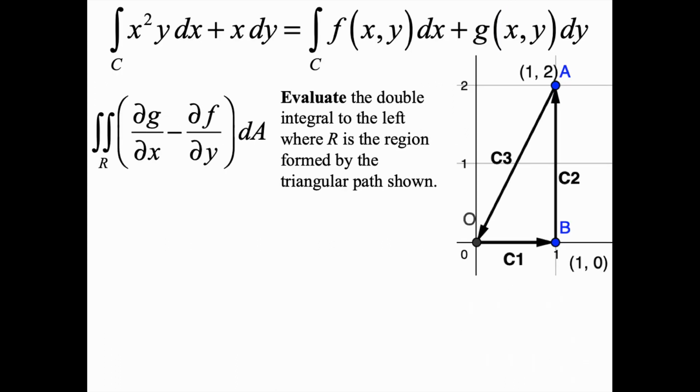So same region, same line integral, but now, for the moment, for no apparent reason, I want you to instead evaluate the double integral over the region itself, over the region R, of this expression. Let's see. Partial g with respect to x, so g was the second function here, right? That would be the x, minus partial f with respect to y. F is this first function, that would be x squared y. Well, let's see what happens.